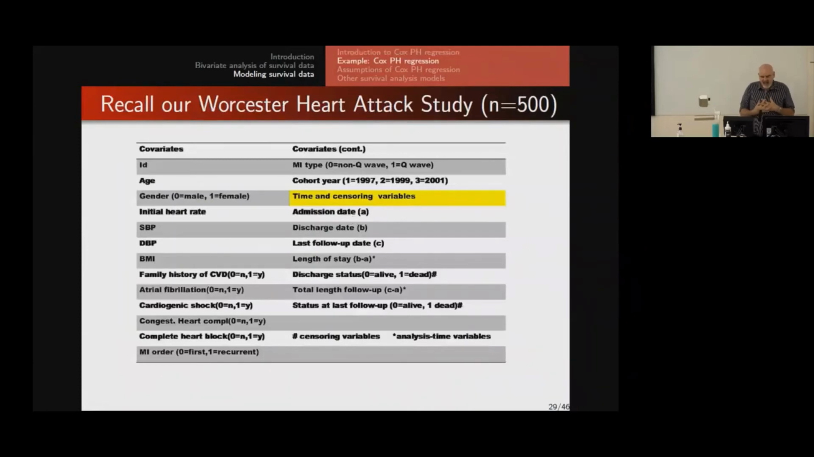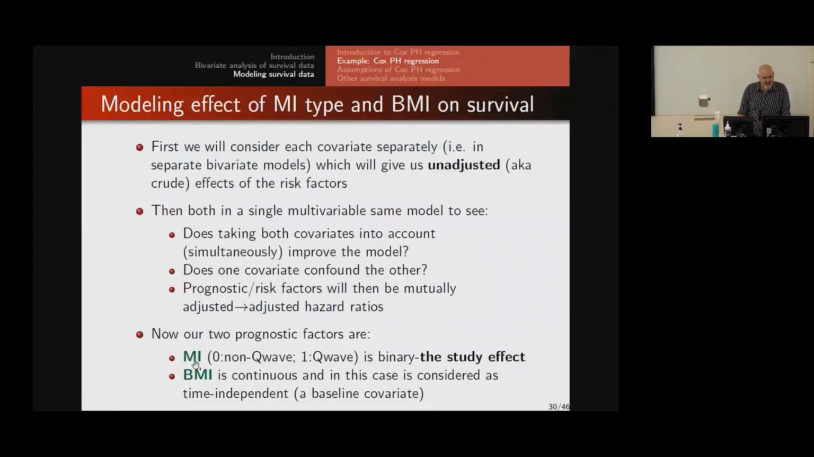So just to recall our data, let's do this in a real data set. Here they are, and remember, we look at length of stay. From now on, I talk about length of stay, and we are just going to consider two variables. The first being the type of myocardial infarction, whether it was a non-Q wave or a Q wave myocardial infarction. And this is a binary variable, and it represents our study effect. That's our research question. Do patients with a Q wave have a better prognosis than people with non-Q wave? And we know they generally do.